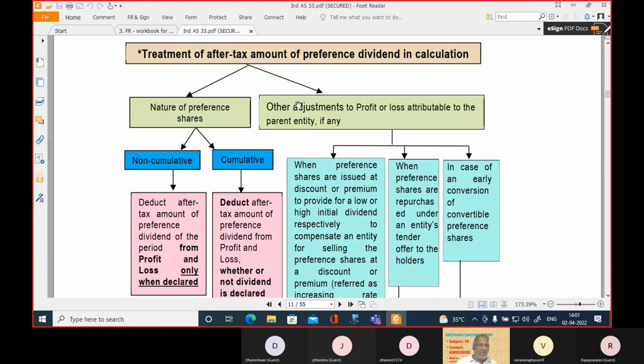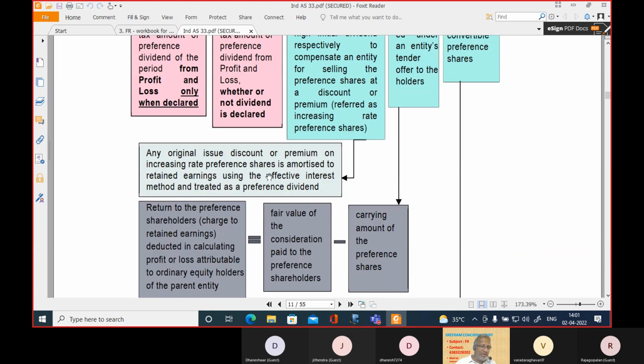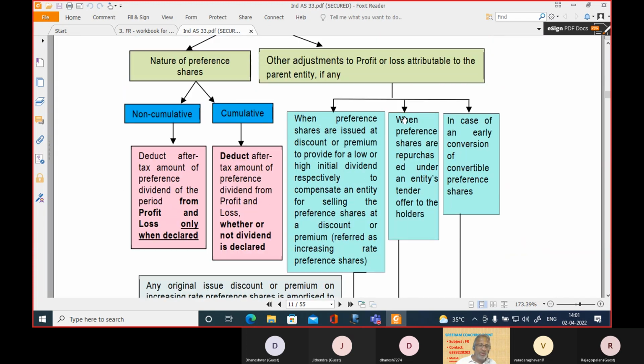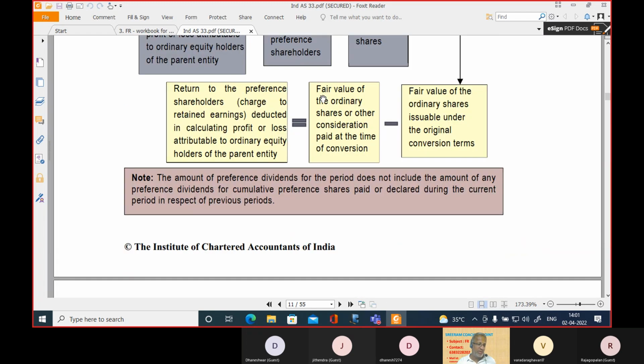We have covered other adjustments to the P&L account attributable to the parent company, if any. So all these issues, whether the preference dividend was issued at a discount or premium, and we have the effective rate of interest. This is not applicable only when you have a parent. Even in a separate financial statement, we are expected to take these things into consideration.